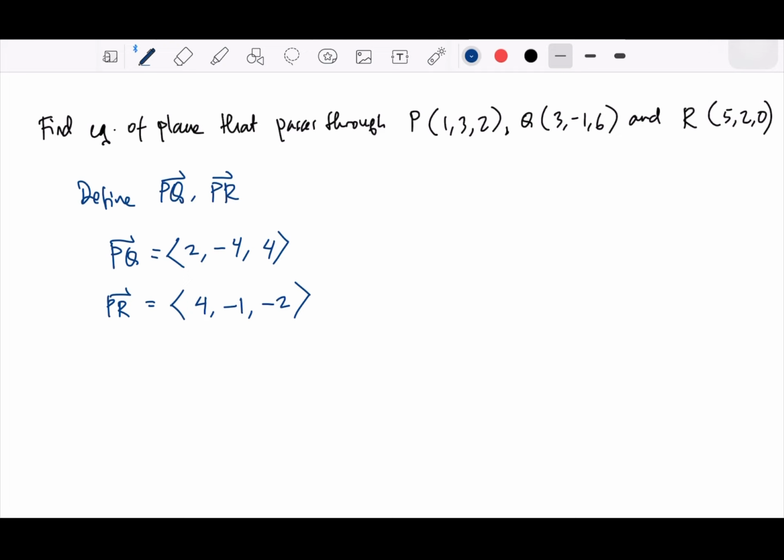Since PQ and PR are both in the same plane, the cross product of these two vectors will result in the normal vector, right? So we can define the normal vector as PQ crossing PR.